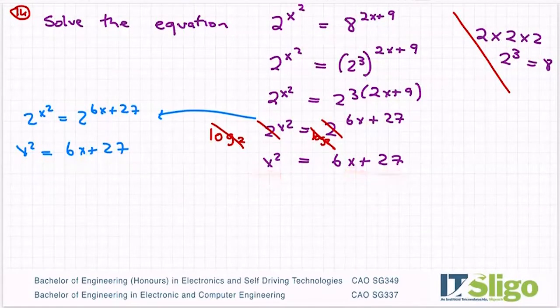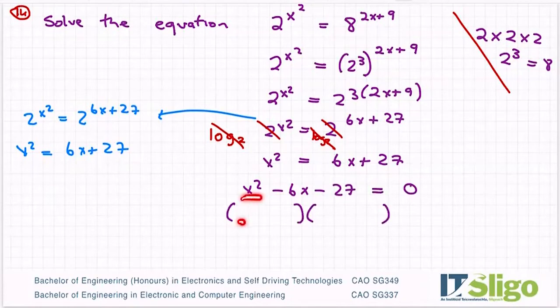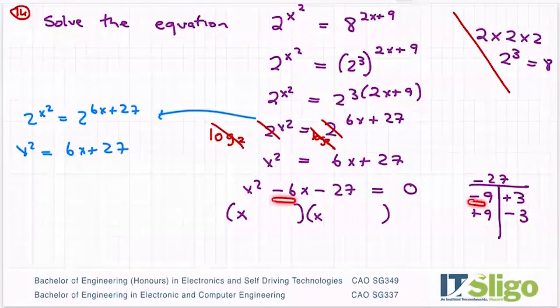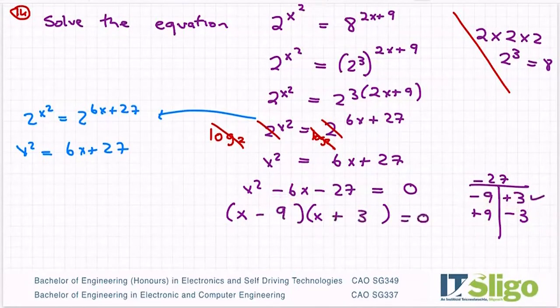So that looks like a bit of a quadratic. Let's solve it. x squared minus 6x minus 27 equals 0. Split my x squared into x and x. Factors of minus 27: minus 9 and 3, minus 3 and 9, 1 and 27. Which one of them gives me minus 6 in the middle? It's the top one, so minus 9 plus 3 goes in there. x is equal to 9, x is equal to minus 3.